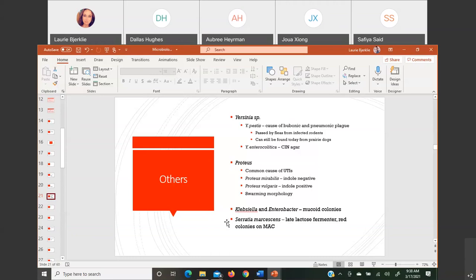All right, and then there's so many others that are in this category. There's Morganella, Providencia, and Edwardsiella in this category. So there's a lot of other ones I didn't mention, but I mentioned the main ones that you're going to see and look for and screen for.